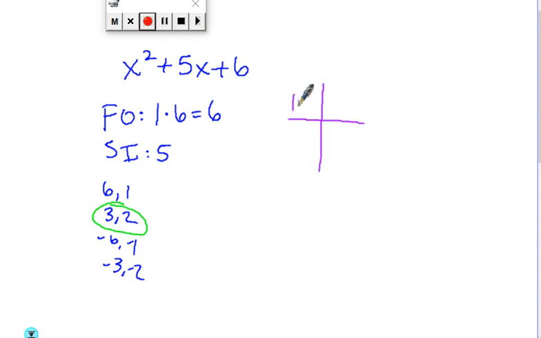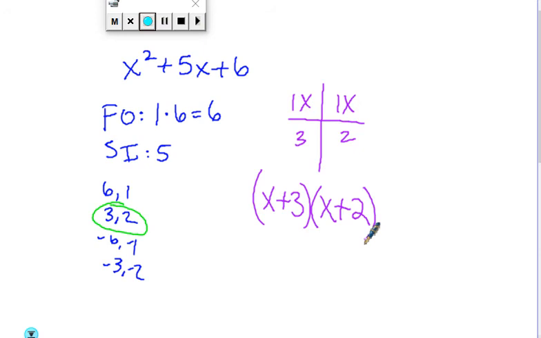And on top I'd write 1x and 1x, just to know that that's where my coefficient is. And then beneath it I wrote a 3 and I wrote a 2. And now I can't really simplify the 1 and the 3 on the left hand side or the 1 and the 2 on the right hand side. So we just went ahead and said, oh, these are my factors, x plus 3 and x plus 2. So we've been using the FOSI method, we just didn't have to simplify if we didn't have a number in front of my x squared.